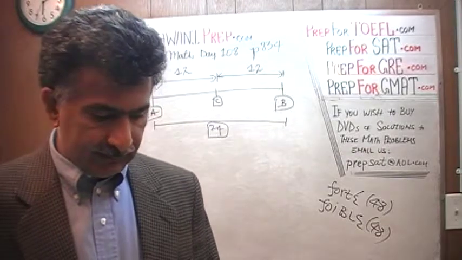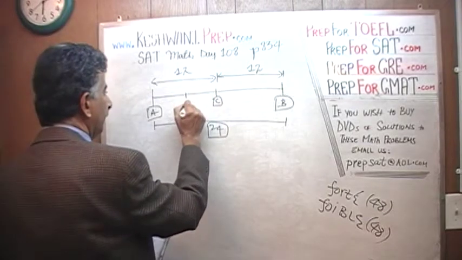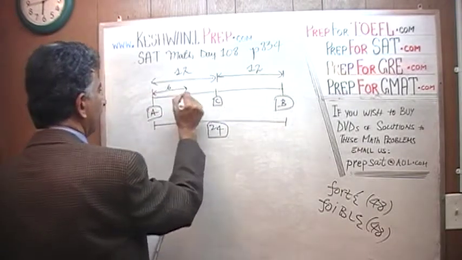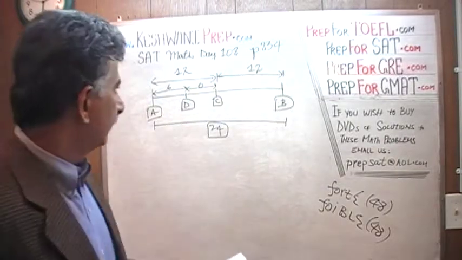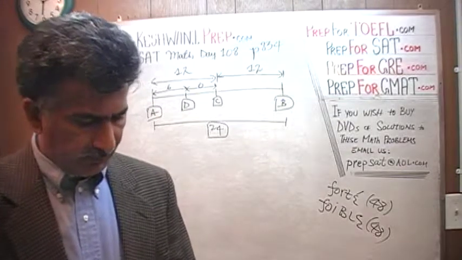Point D is the midpoint of AC, A to C. So here's our point D, and that is also fixed. And that's the midpoint. That means from A to D is 6, and from D to C is 6. So far so good. What are they asking?